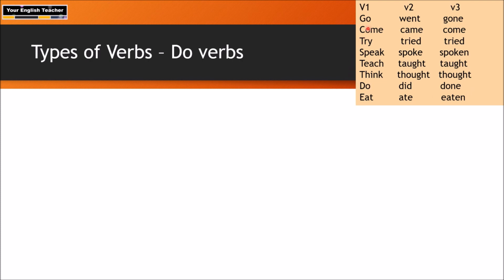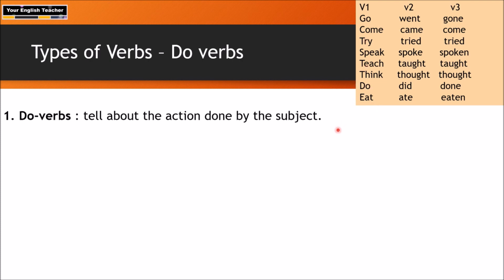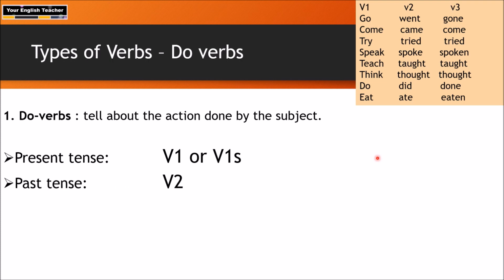To indicate present tense, we use V1s. To indicate past, we use V2s. But we don't use V3s to indicate future. Again, we use V1s only, but in combination with the modal auxiliary shall or will to indicate future. So these do verbs tell about the action done by the subject. In present tense, we use V1 or V1s. In past tense, we use V2. And in future, as I told you, we use V1 only, but in combination with shall or will.